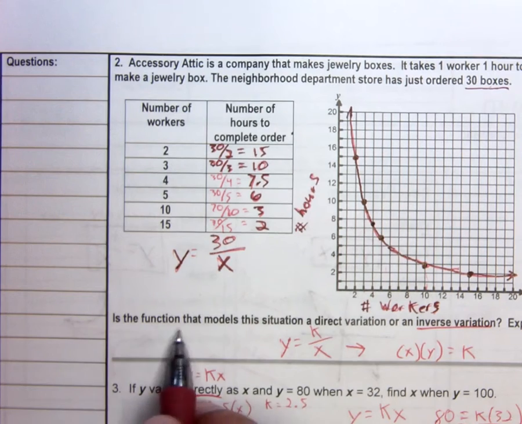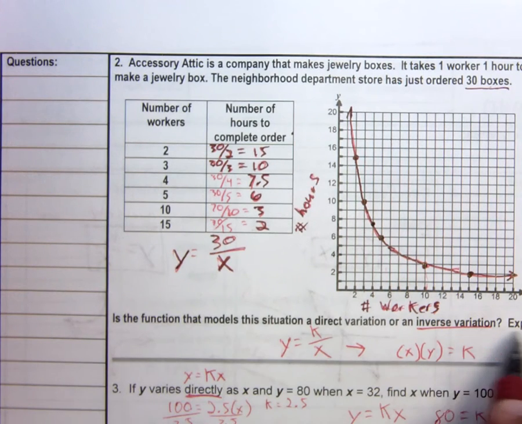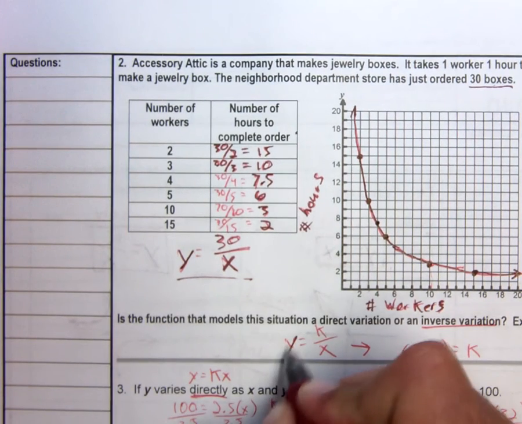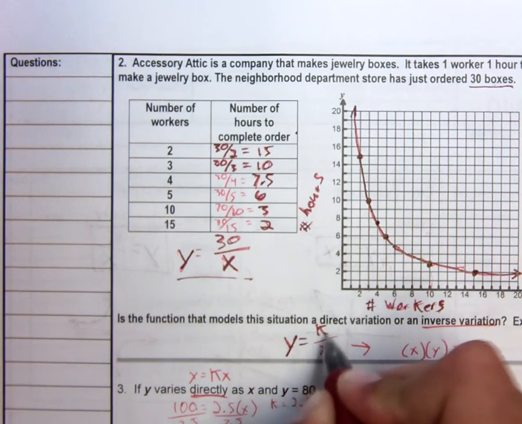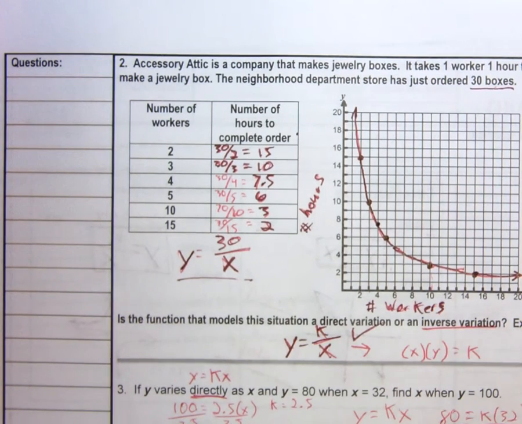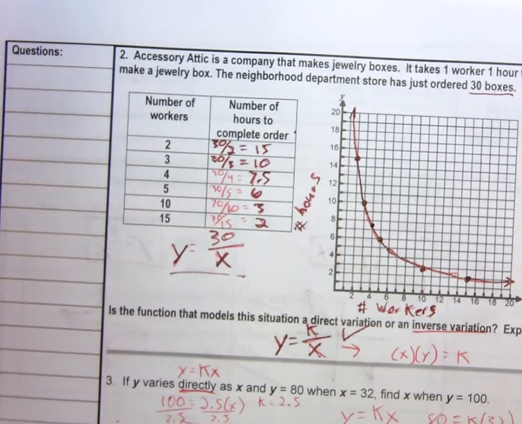Is the function that models the situation a direct or inverse variation? Explain. Well, we found y equals 30 divided by x. And we know inverse is y equals k divided by x. So, yes, that is an inverse variation. We can also tell by the graph.